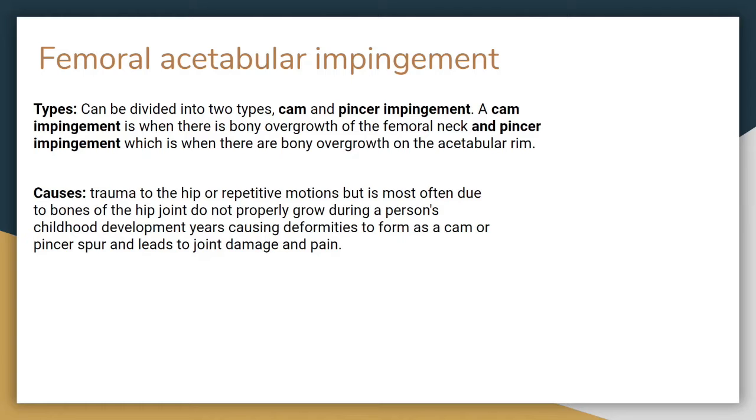Causes for femoroacetabular impingement can be trauma to the hip or repetitive motions, but it is most often due to bones of the hip joint not properly growing during a person's childhood development years, causing deformities to form as a cam or pincer spur, which can lead to joint damage or pain.